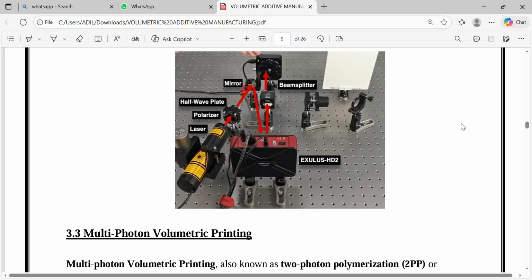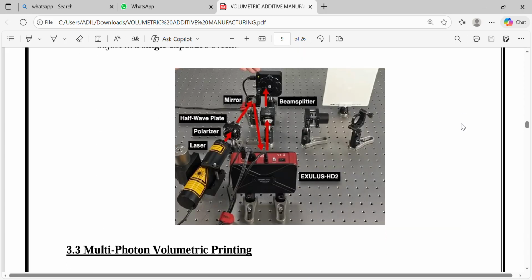Here is a diagram. This diagram shows a setup of optical components on a pegboard, likely for an experiment or demonstration involving a laser beam. A laser is the source of the beam. The beam passes through a polarizer and a half-wave plate, which controls the beam's polarization. The beam then hits a beam splitter, dividing into two paths. One path goes to a mirror. The setup includes a component labeled X HD2, possibly a detector or target for the laser beam.